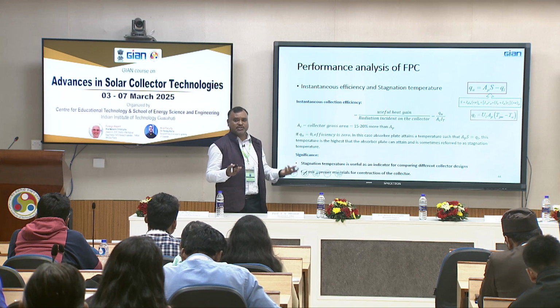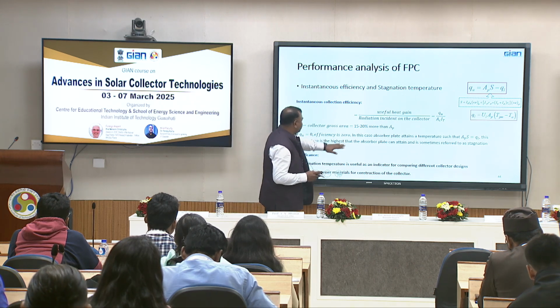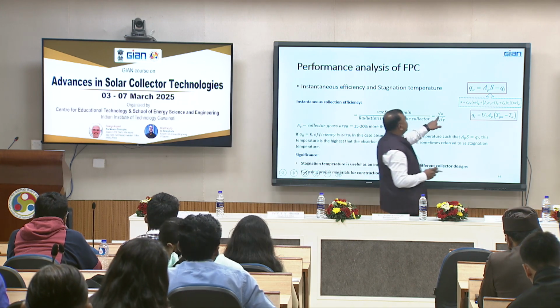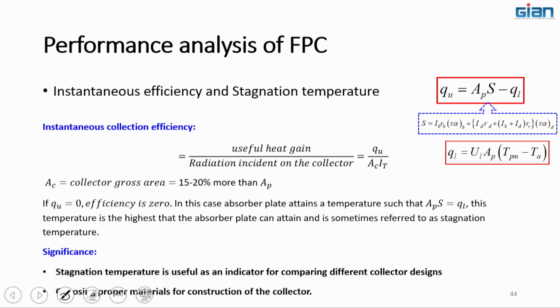That means QU is 0, right. So if QU is 0, then what happens? You know the expression for this: QU is 0 means the loss QL equals the absorbed energy. This is the condition at which you will get the maximum temperature, and this temperature is very, very important for designing a solar collector. Okay. So it is useful as an indicator for comparing different collector designs. Okay. And it is useful for construction of a collector. So these 2 points you should always remember as far as collector design is concerned.